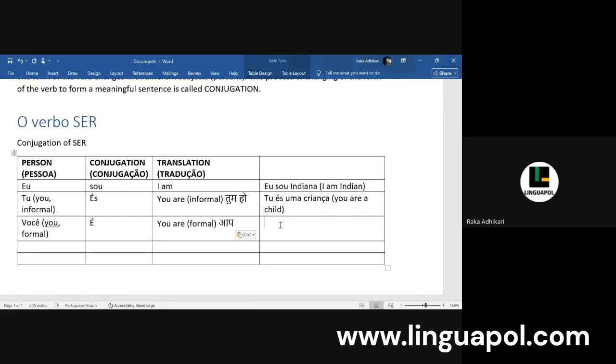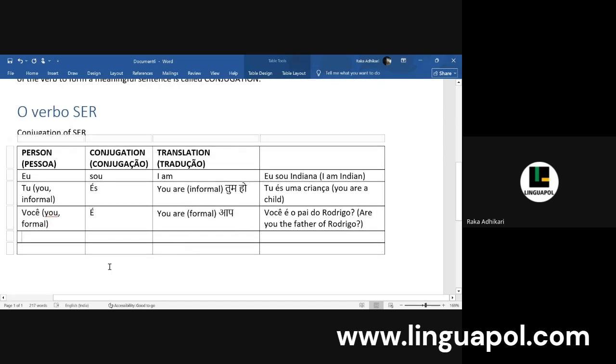For example, você é o pai do Rodrigo. Okay. So it means, are you the father of Rodrigo? Você é o pai do Rodrigo. Você é means you are the father. O pai. O is used as an article. Você é o pai do Rodrigo. Are you the father of Rodrigo? Okay.